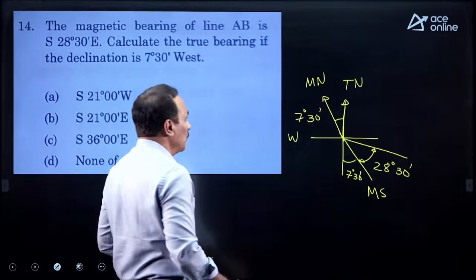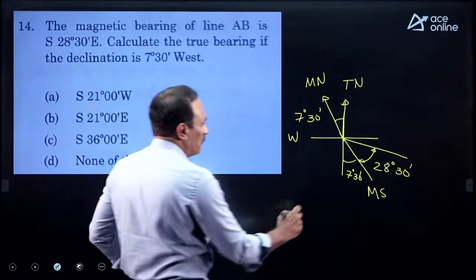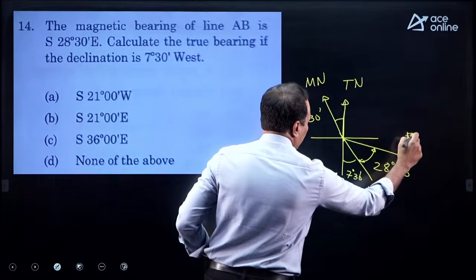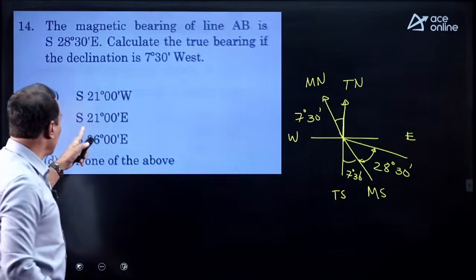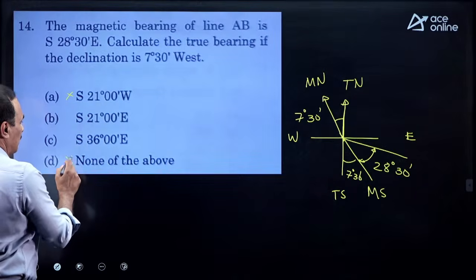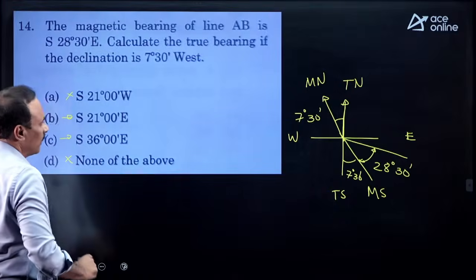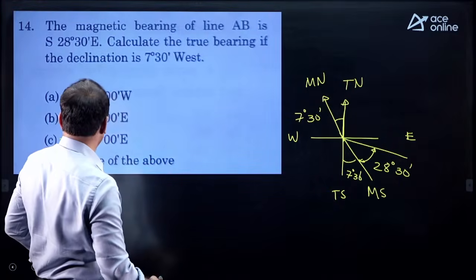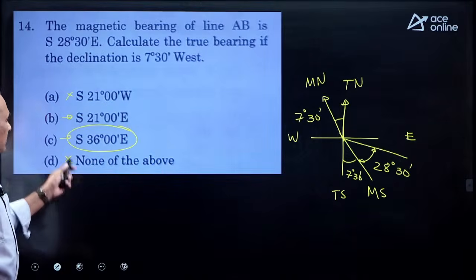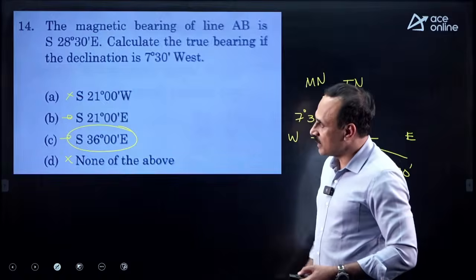Now, they are asking you the true bearing. True bearing should be from true south towards east. South towards east, this is south towards west, wrong, so south towards east, either this or this. So 28 plus 7, it is not 21, obviously it should be 36, south 36 degrees towards east. So the answer is option C.